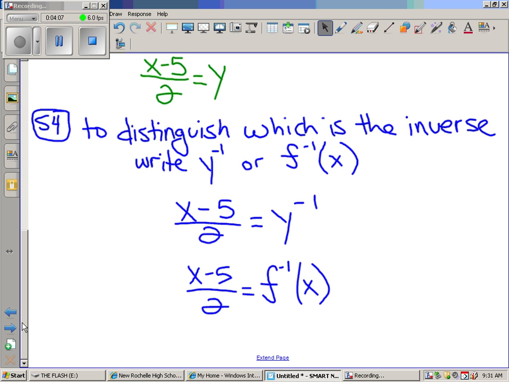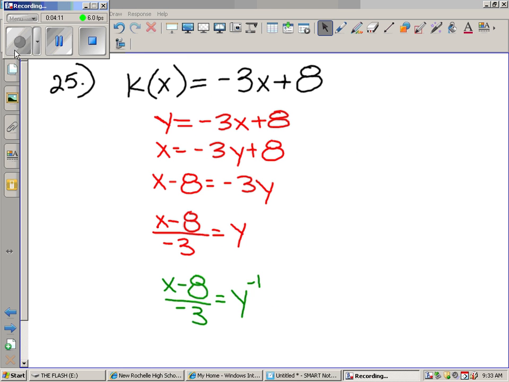So do me a favor. Can you try and do 25 for me? This is the kind of work that you should do. f of x is swapped out by y just to make it easier to keep track of stuff. Switch x and y, try and isolate y, switch out the y, make it y inverse just to remind yourself that in the end it is the inverse. All good?